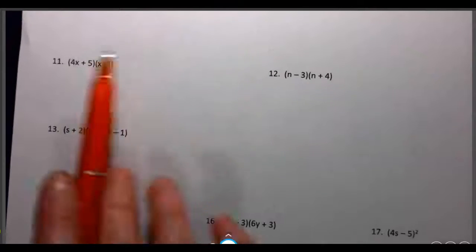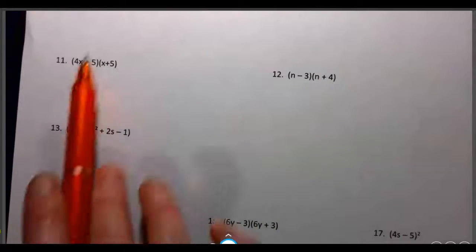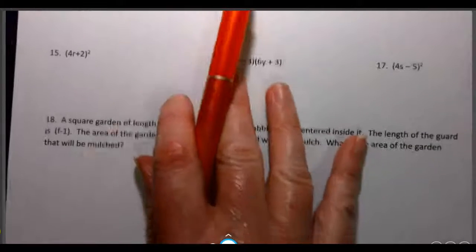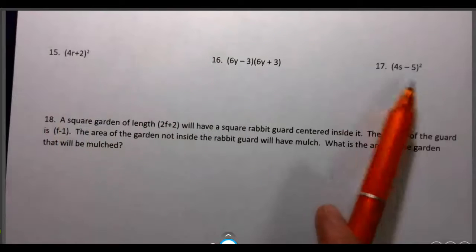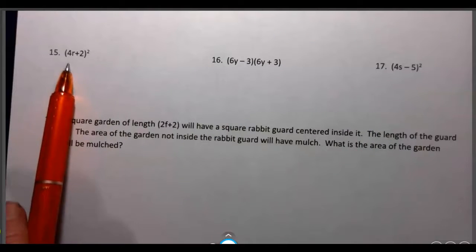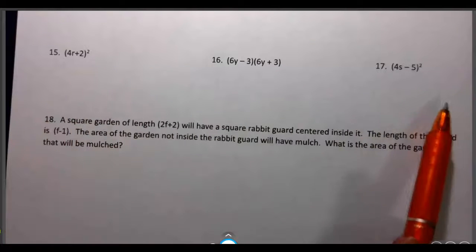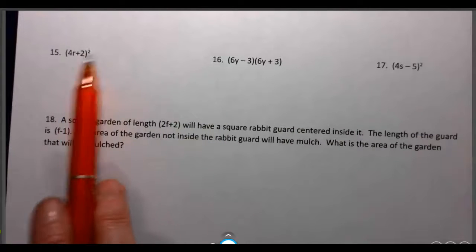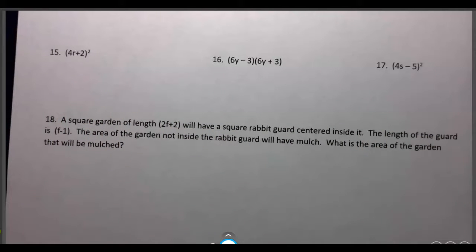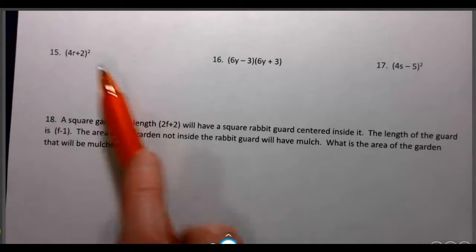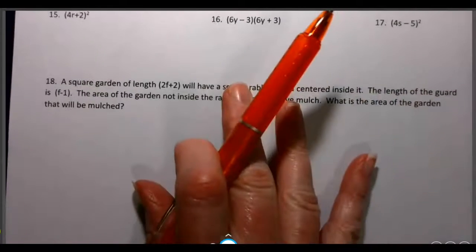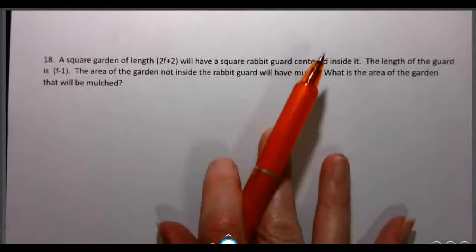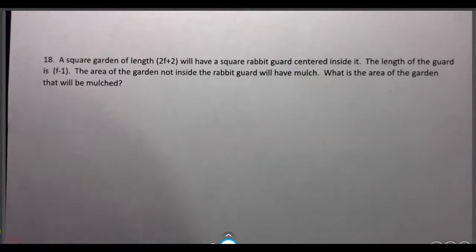This is foiling right here. You can also do box method on any of these 3. That would work just fine. On these, same thing, you can do box method. You can distribute twice. Remember that if it has a quantity squared, write it out twice. And also on those, you can use the special cases. So these are those special cases. If you don't remember those, don't use them. It's those special cases that have shortcuts. Don't worry about it.